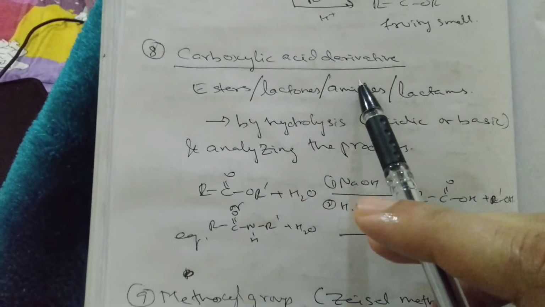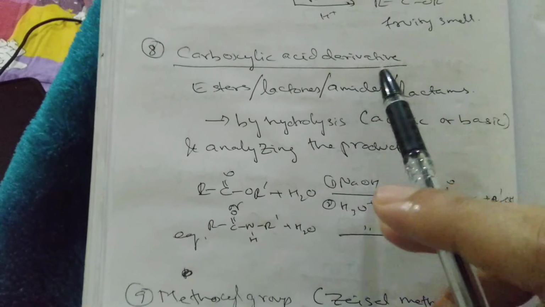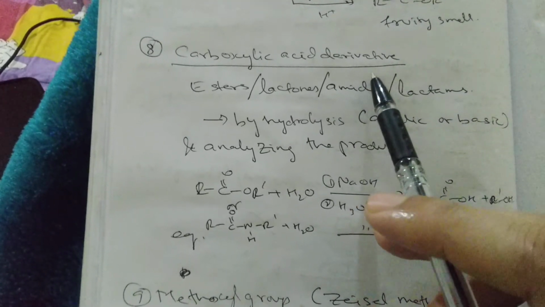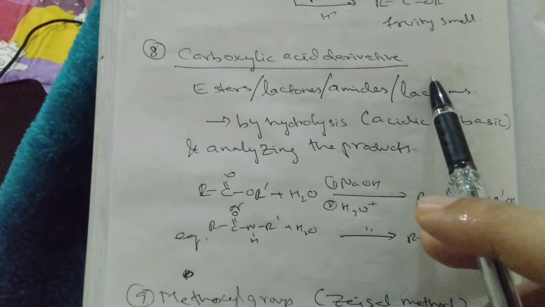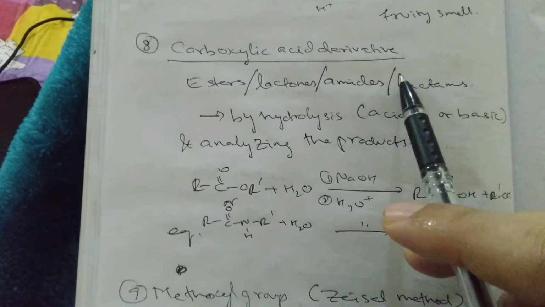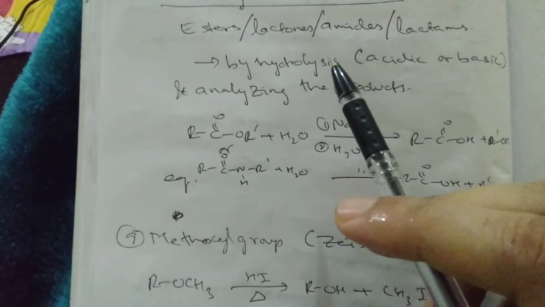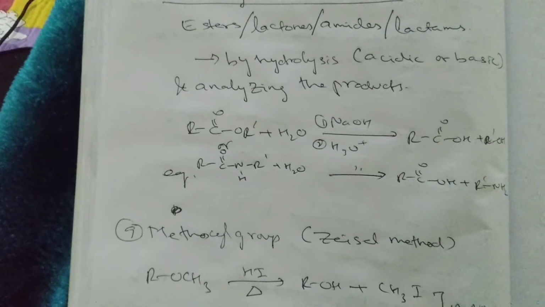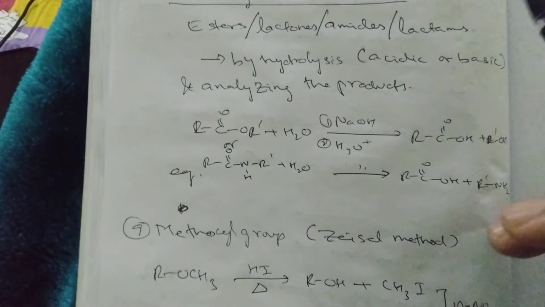Similarly, amides, RC double bond O NH2, RC double bond O NH R prime. And lactams are cyclic amides. So what do you do? You basically hydrolyze it and you analyze the product. So it can be acidic or basic.